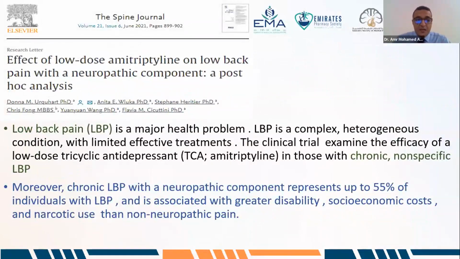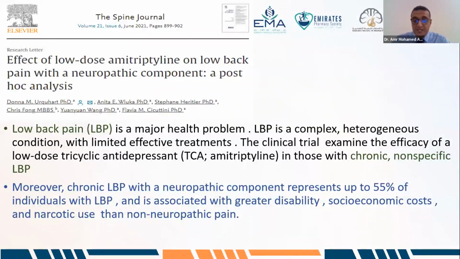On the other side, the effect of low-dose amitriptyline on low back pain with a neuropathic component was a post-hoc analysis. As we know, low back pain is a major health problem. It is a complex, heterogeneous condition with limited effective treatments. The clinical trial examined the efficacy of low-dose tricyclic antidepressant amitriptyline in those with chronic non-specific low back pain. Moreover, chronic low back pain with a neuropathic component represents up to 55% of individuals with low back pain and is associated with greater disability, socioeconomic costs, and narcotic use than non-neuropathic pain.